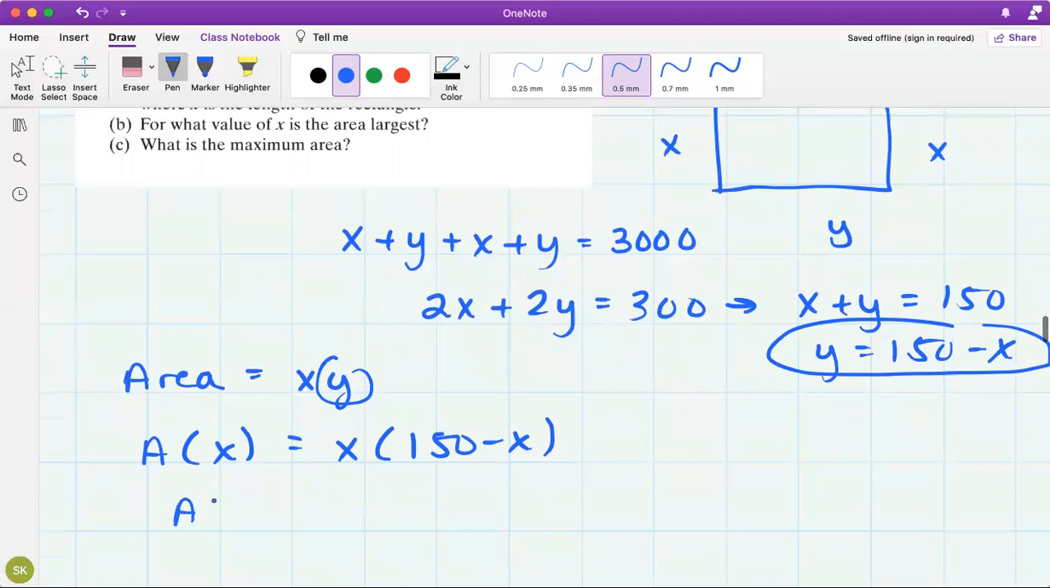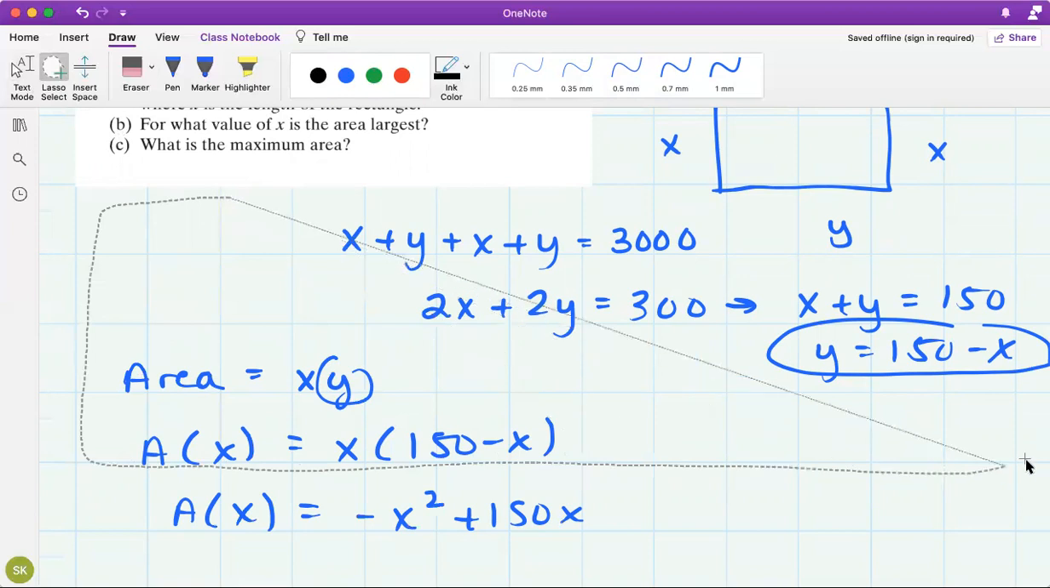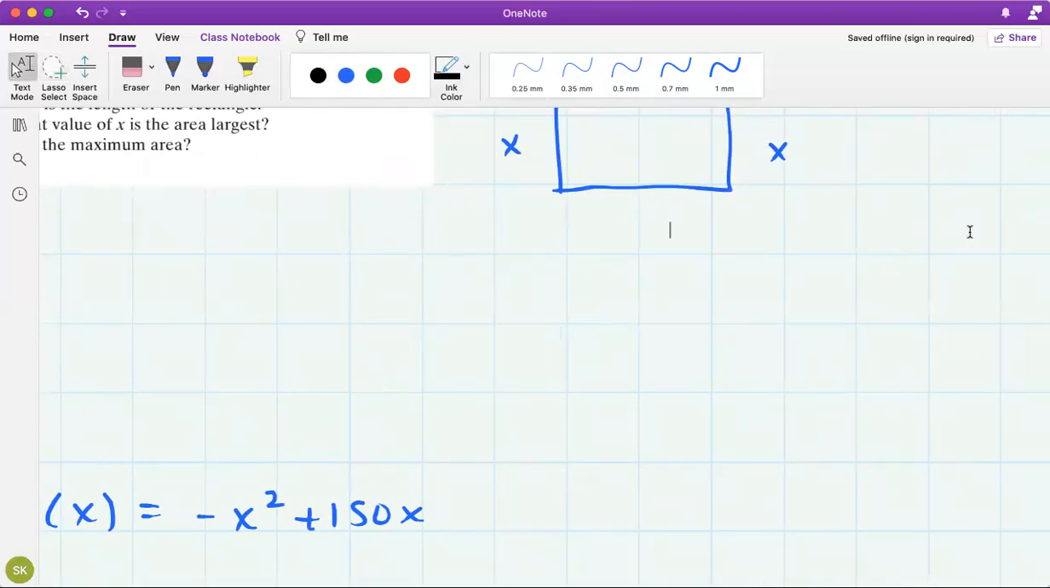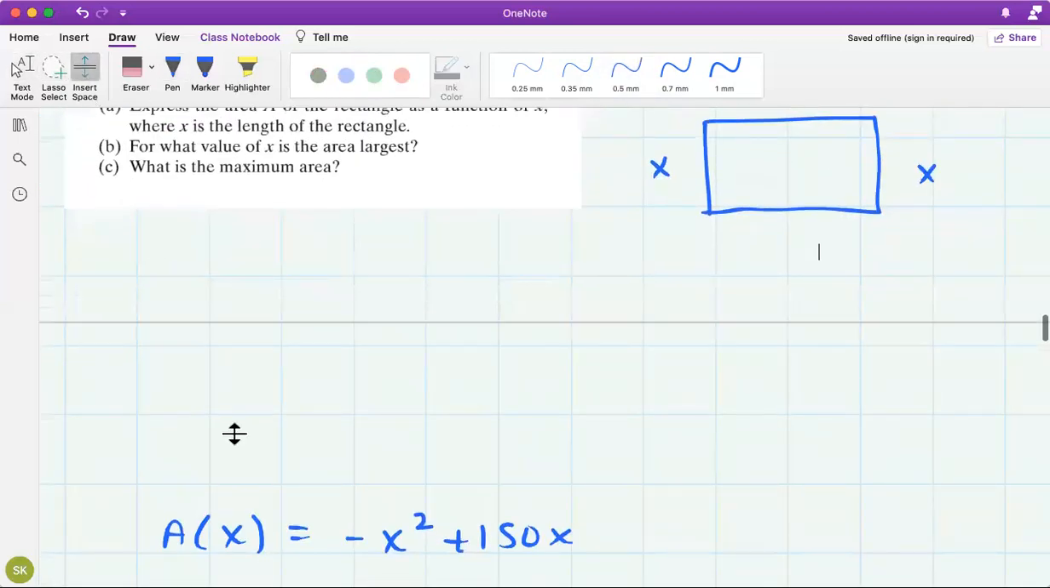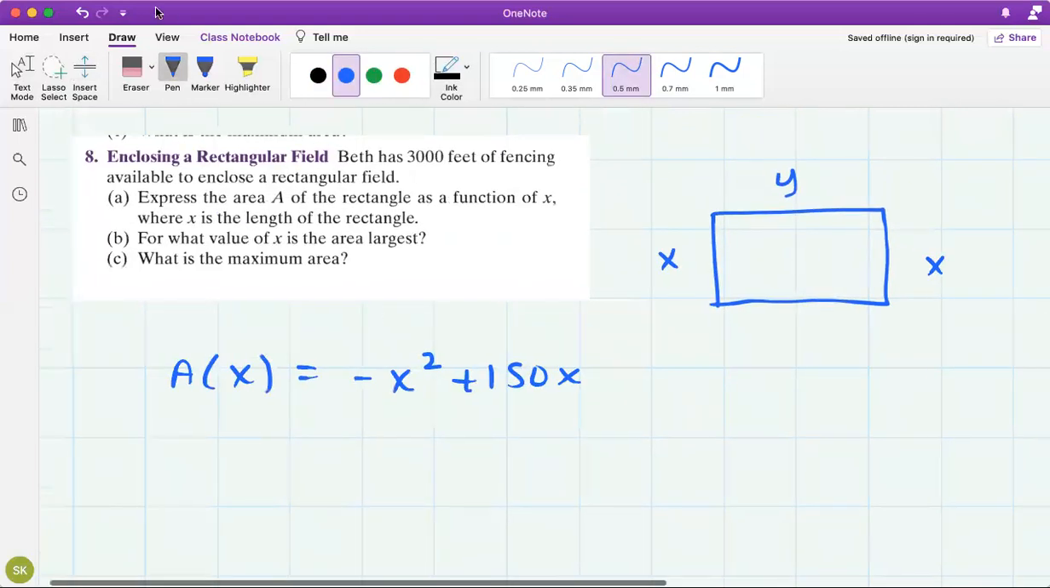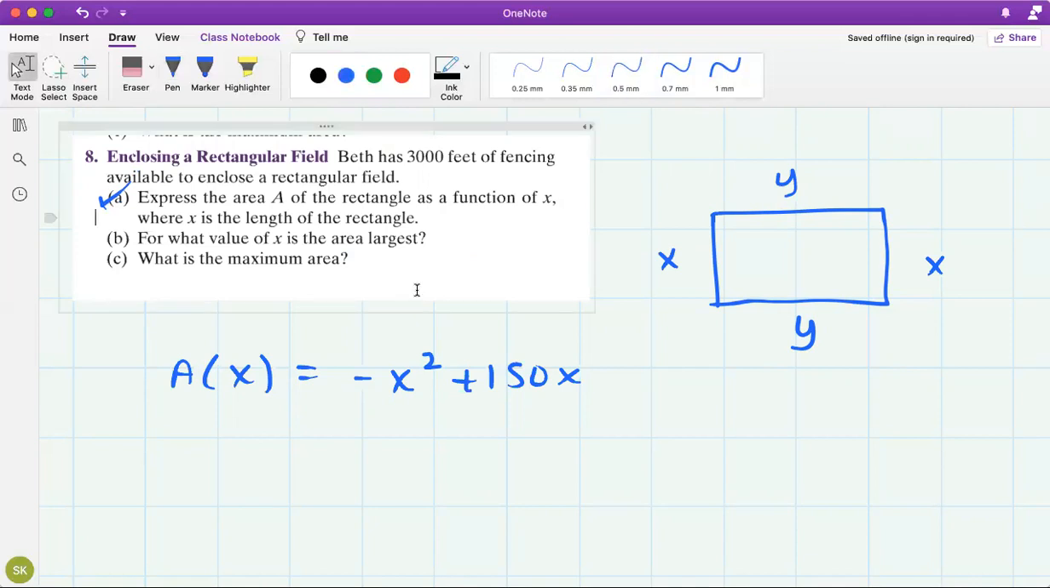And we can clean this up a little bit. We get that the area is negative x squared plus 150x. Okay. Now we have this area equation. Let me move it up so we can see it. And that's part A. For what value of x is the area the largest? This is asking us to find the vertex of this parabola.